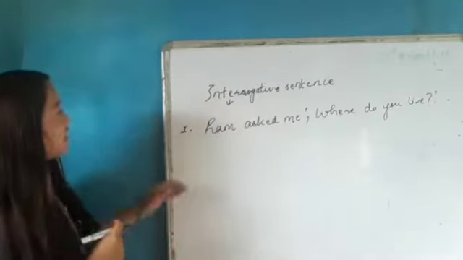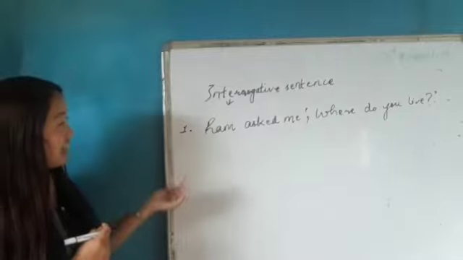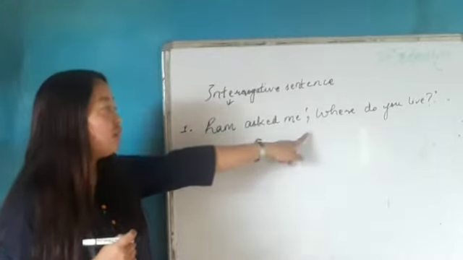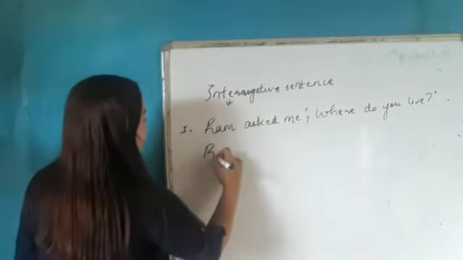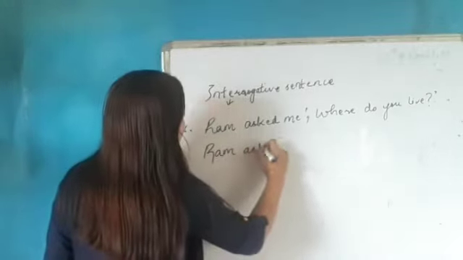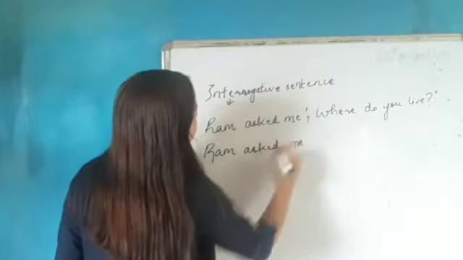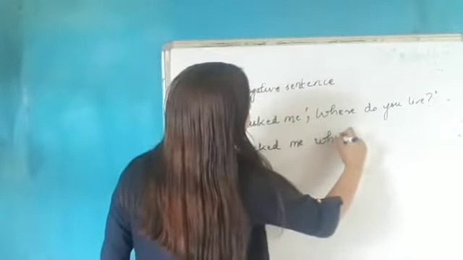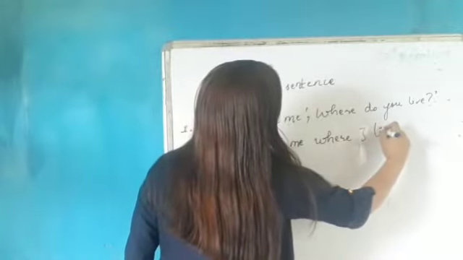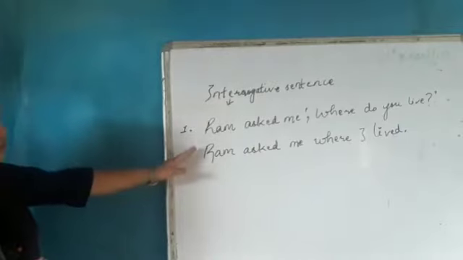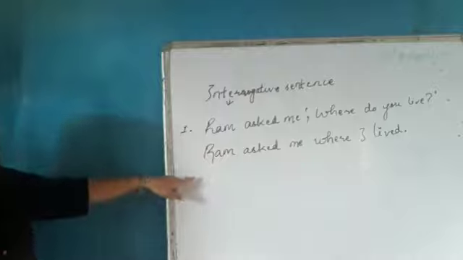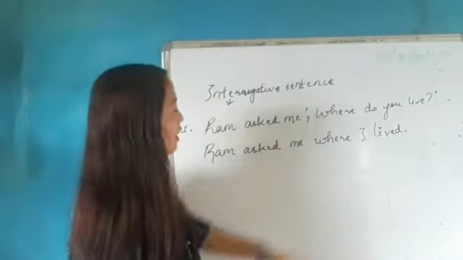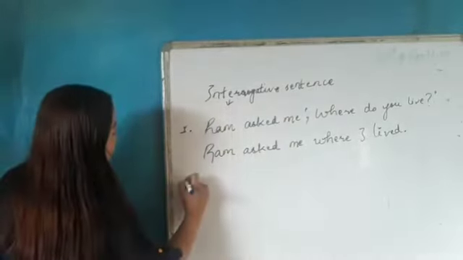When we are converting it into indirect speech, we have to remove the inverted commas as well as the question mark. So, it becomes, Ram asked me where I lived. So this is the way to change the question from direct speech to indirect speech. Ram asked me where I lived. So I will give you another example.